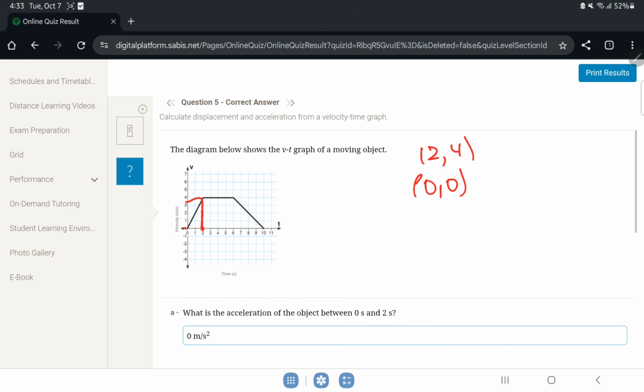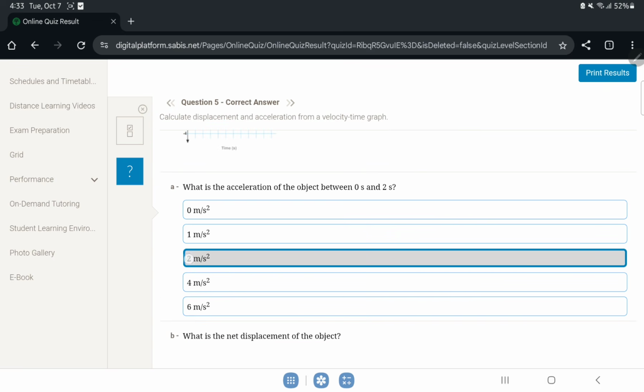So let's do the slope to find the acceleration. 4 minus 0 over 2 minus 0. And you will get the acceleration is 2 meters per second squared.